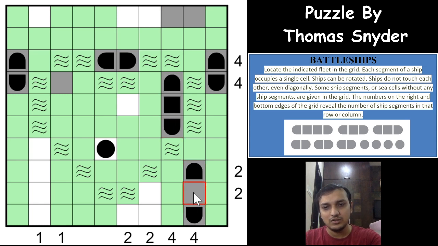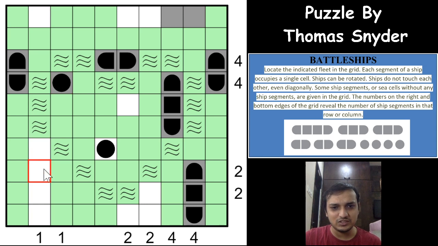Now if you see, there has to be a 4-cell ship segment somewhere in the grid, right? Where can you form that? Which is the only possible way to form that? You have only two possible ways. One is this and one is this, right? A 4-cell ship segment.